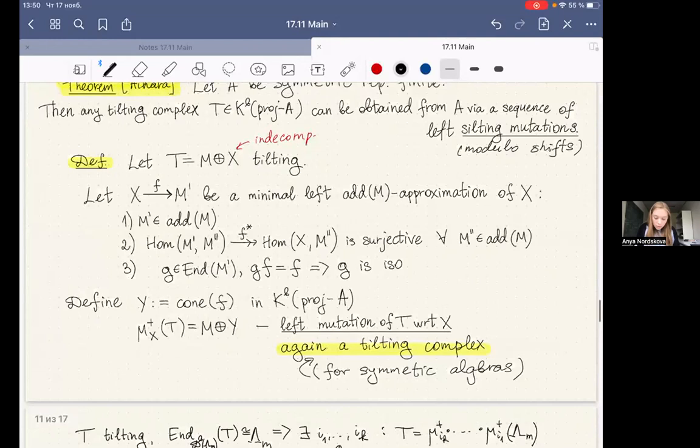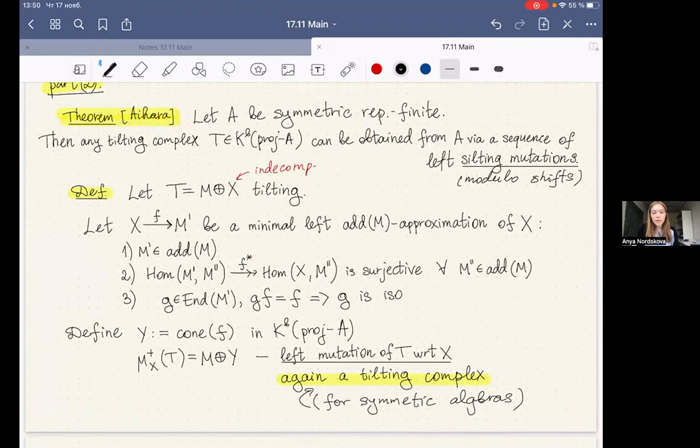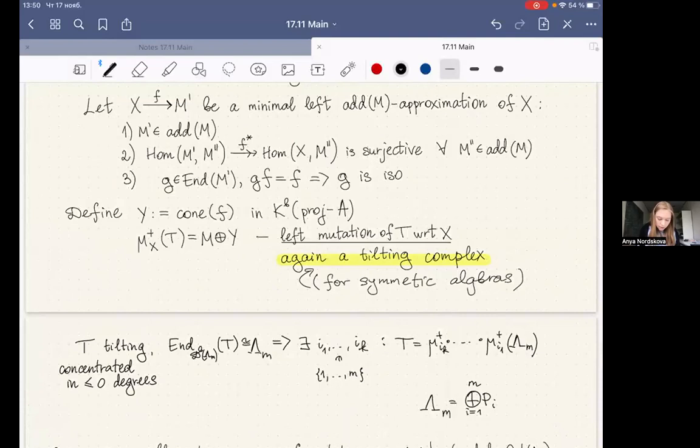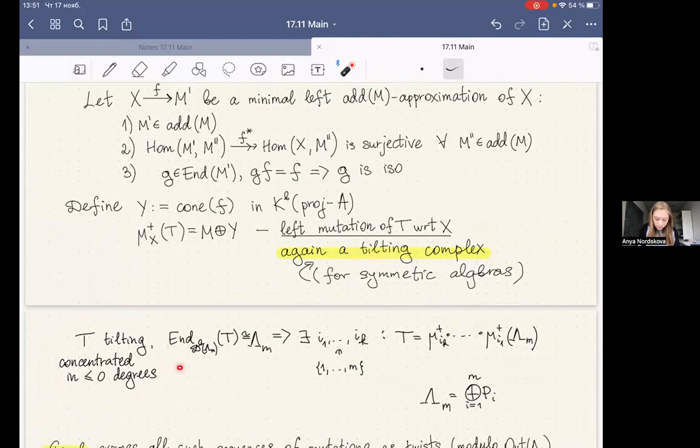So now we still don't know what all tilting complexes look like, but we know that we can obtain them all by a sequence of silting mutations. So the problem is already a lot easier. And it can be reformulated as follows. I'm summarizing what I just said. Suppose you have a tilting complex concentrated in non-positive degrees with the same endomorphism algebra, then I know that there is a sequence of left mutations which gives me this tilting complex when I apply it to my algebra lambda n.